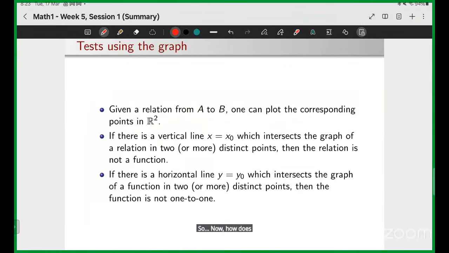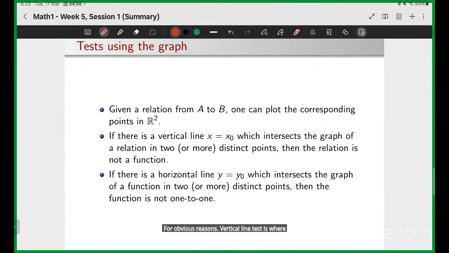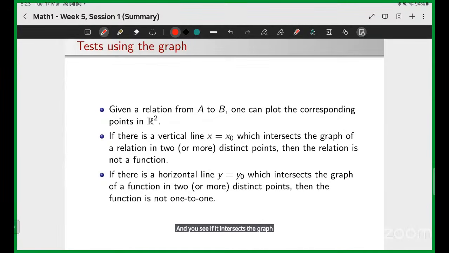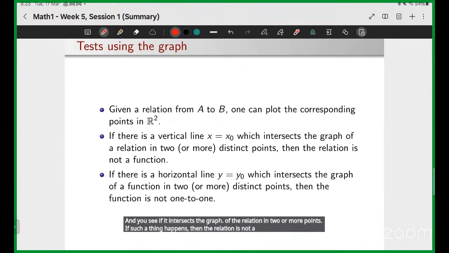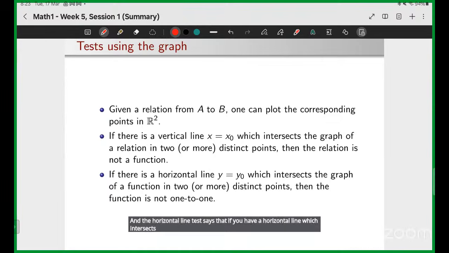Now how does drawing the graph help? What information can you derive from the graph of a function? There are two tests. One is called the vertical line test and one is called the horizontal line test, for obvious reasons. The vertical line test is where you draw lines of the form x equals x naught and see if it intersects the graph of the relation in two or more points. If such a thing happens, then the relation is not a function. And the horizontal line test says that if you have a horizontal line which intersects the graph in two or more distinct points, then the function is not one-to-one.